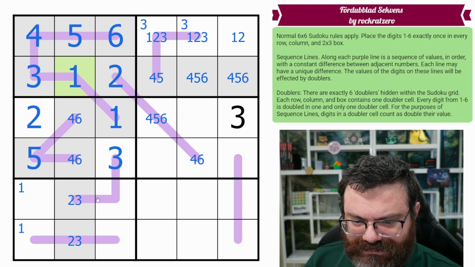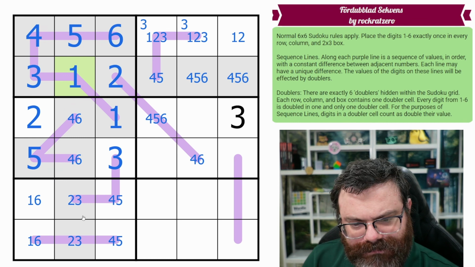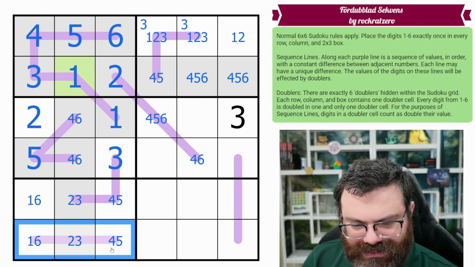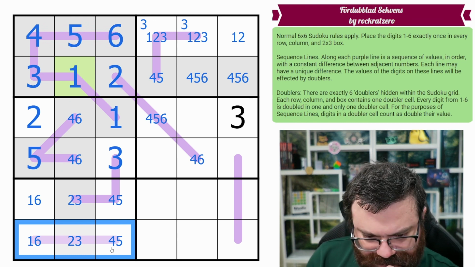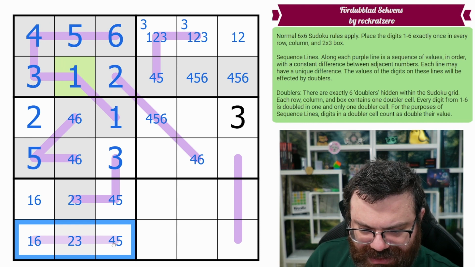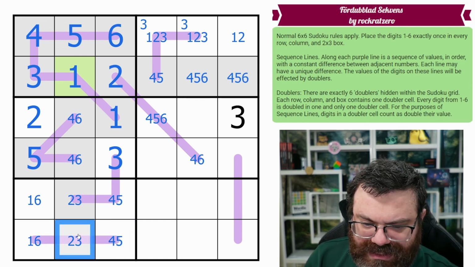We need a 4 and a 5. We need a 1 and a 6. Okay. This feels interesting. I think we have to double one of these. I don't think there's a sequence here. Wait, no, there might be. 1, 3, 5 is a sequence. 1, 3, 5 works. Does 6 work? 6 doesn't work. So this is not doubled.